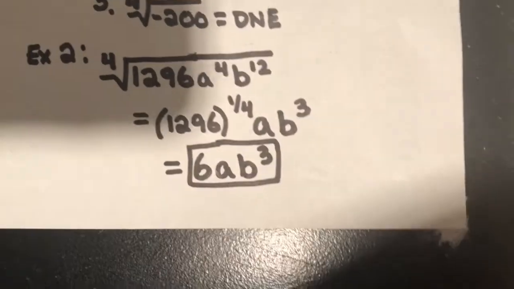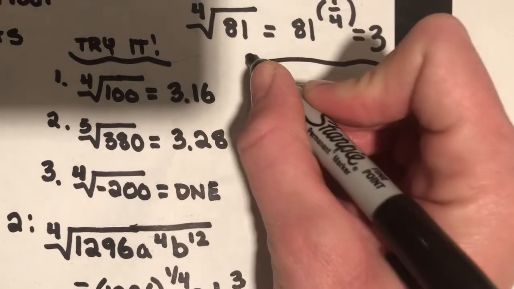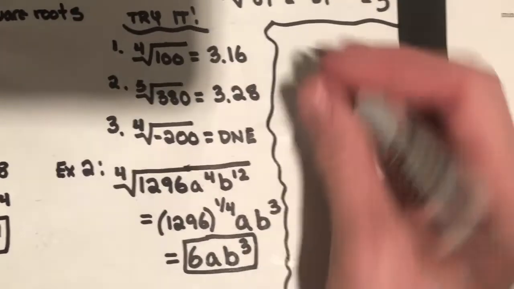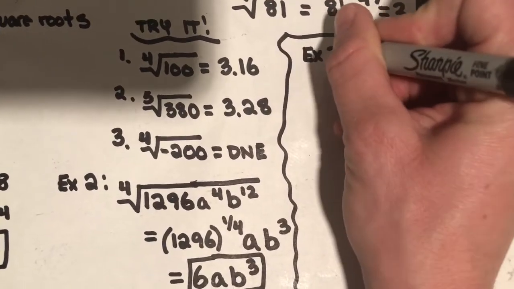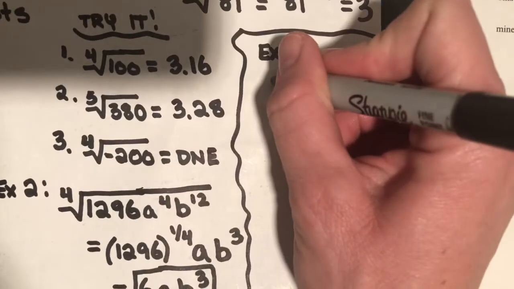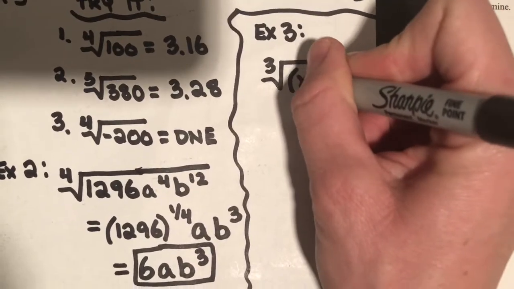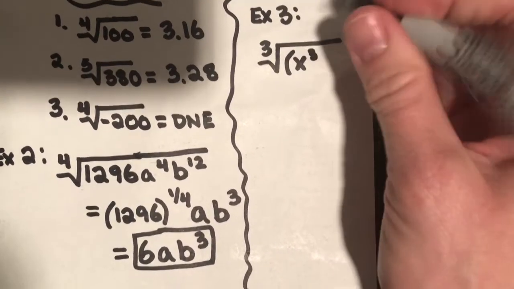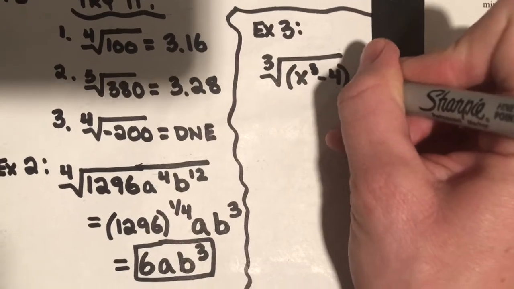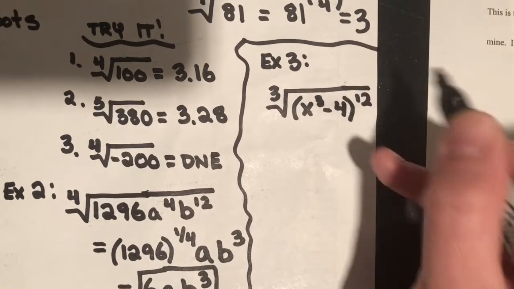And let's do one more example here. I don't know where I'm going to have room to do it, so let's draw a little box right there. That's going to be separate. Hopefully you guys can see that. And example 3 is going to be right there. So example 3, we are going to find the 3rd root of x cubed minus 4 to the 12th. Now note that this is in parentheses. The whole thing is in parentheses.